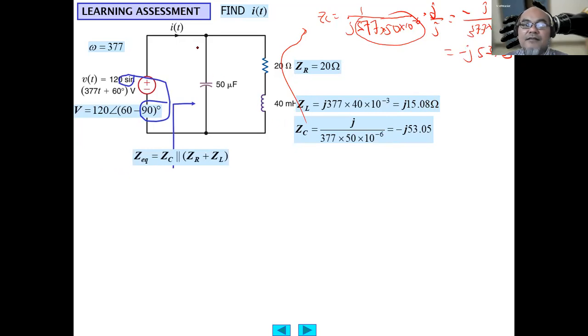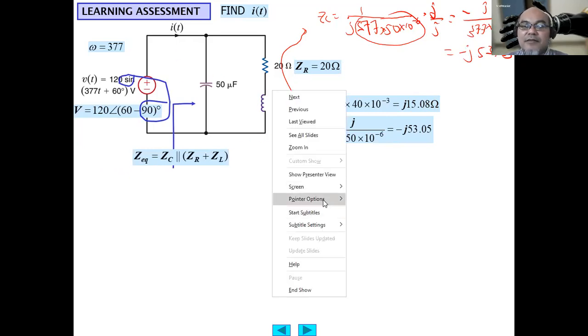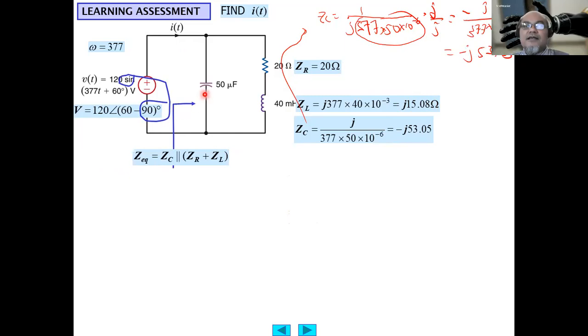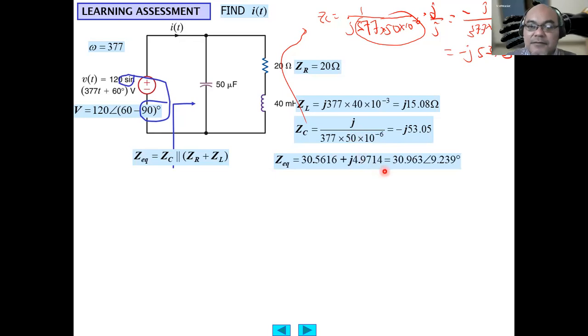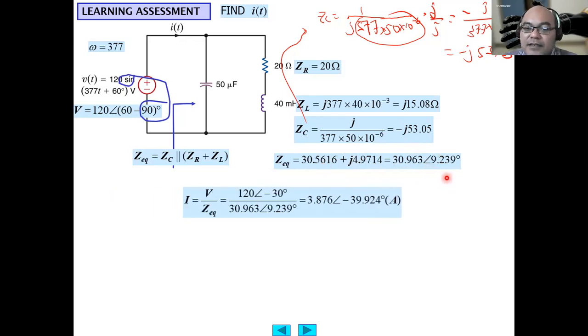Okay, then the equivalent of the whole impedance here will be equal to ZC in parallel with ZR plus ZL. So Z equivalent will be equal to 30.963 with a phase angle of 9.239 degrees.